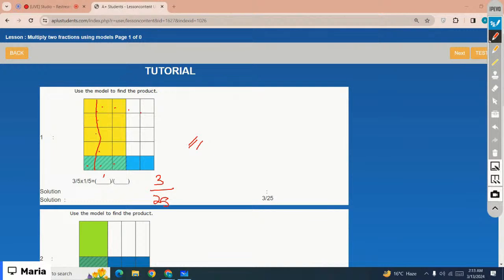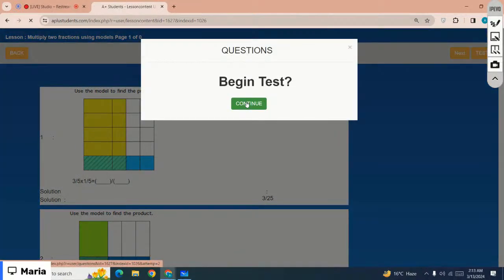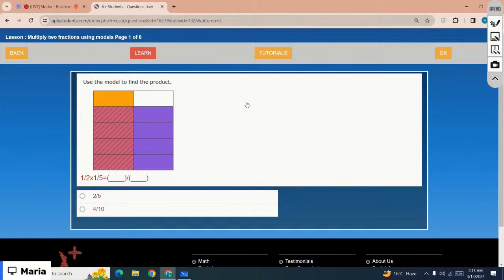Okay, let's just start with the test questions. You have to find the product just by using the model. So the basic thing is you need to understand the model. Understanding the model is very, very easy. You just have to look at the two fractions given, 1 by 2 times 1 over 5. Because the denominators are 2 and 5, you must have 2 rows and 5 columns, right?